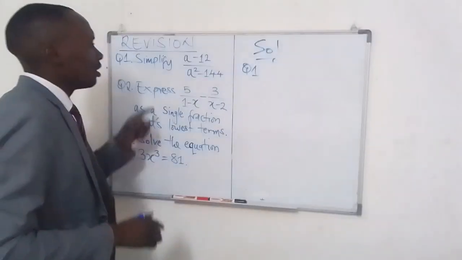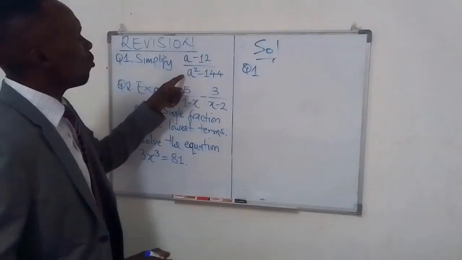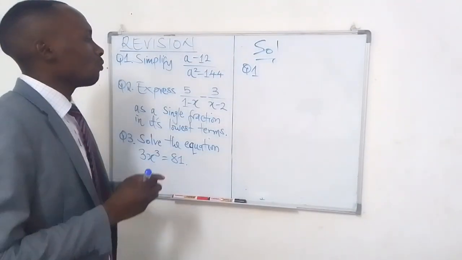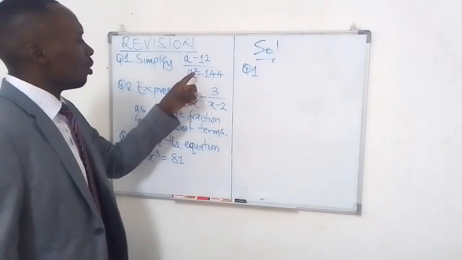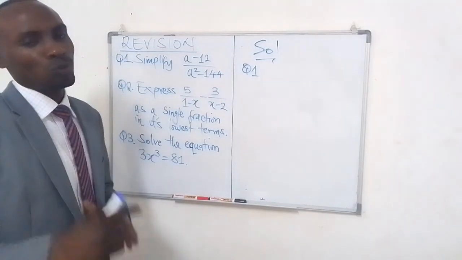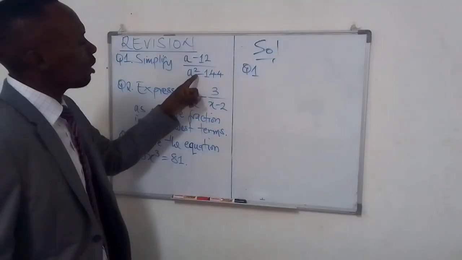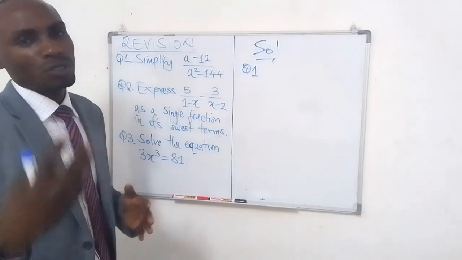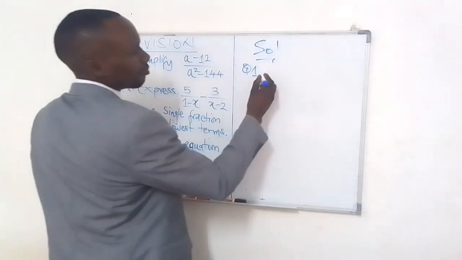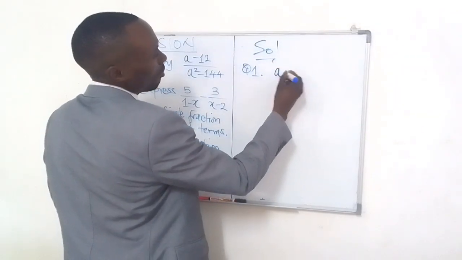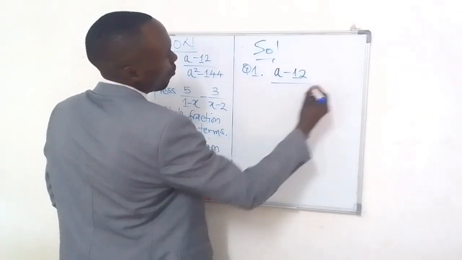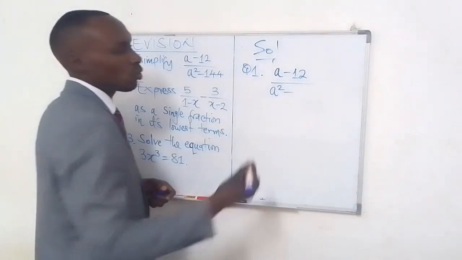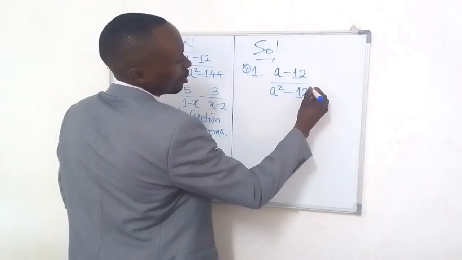For question 1, simplify a minus 12 over a squared minus 144. So for this part, we focus on the denominator here. On the denominator, we've got a difference of two squares. This is because a squared minus 144, 144 can be expressed as 12 squared. So let's start with that. So for question 1, a minus 12 over a squared minus 144. So 144 can be written as 12 squared. So we're going to write 12 squared here.